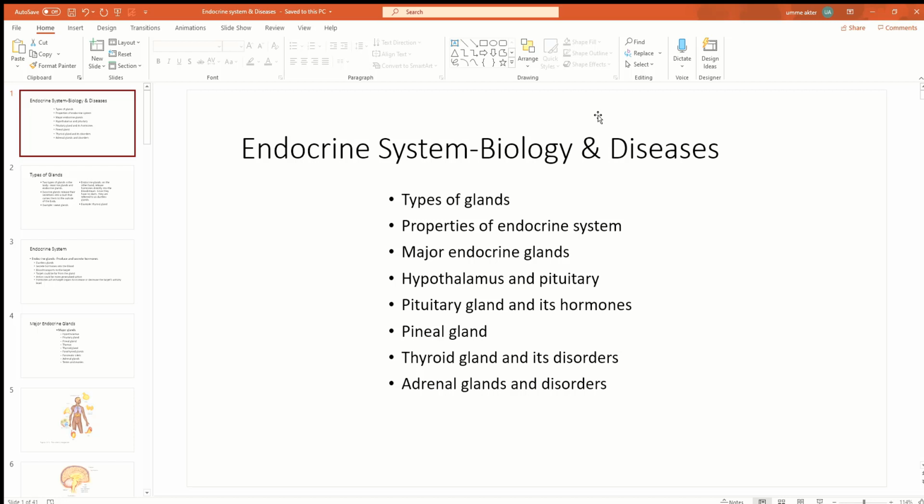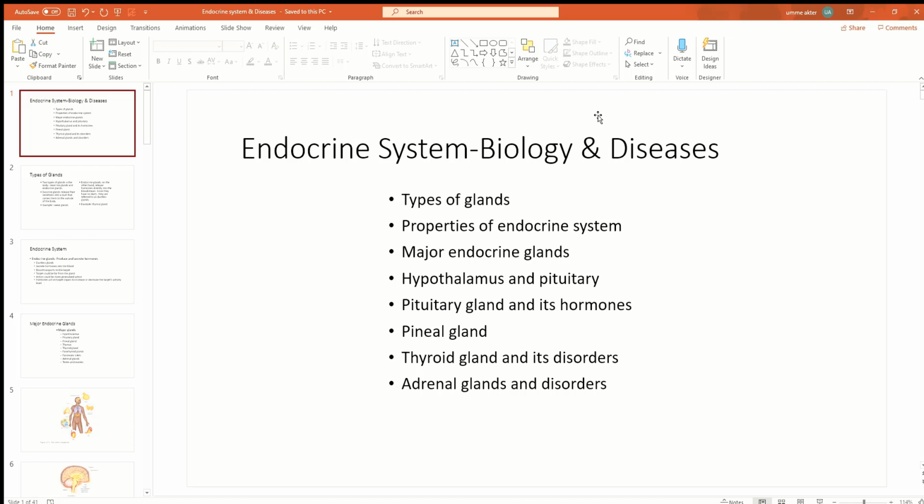Hello everybody. We will start the endocrine system. First we'll talk about two different types of glands in the body, exocrine and endocrine. Then we'll start to talk about the endocrine glands. We'll talk about the properties of the endocrine system. Then we'll talk about the location of major endocrine glands in the body, where they're located.